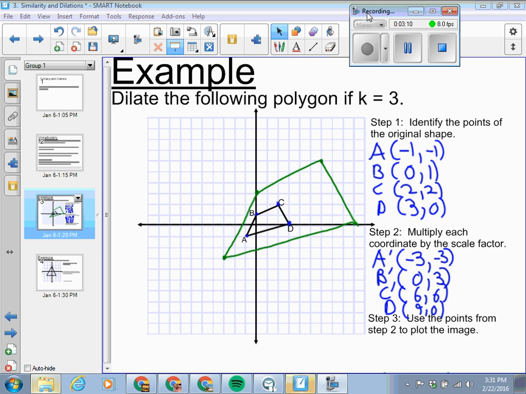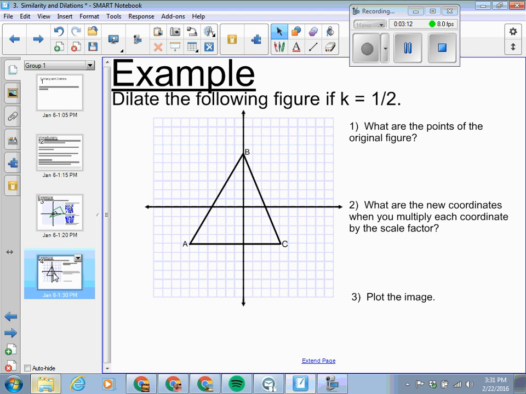Next, we're going to go the other way. We're going to shrink the item. So the scale factor of this triangle is 1/2. So we're going to shrink it down. Start by naming our points. So point A, 1, 2, 3, 4, 5, 6. That's going to be negative 6, negative 4.